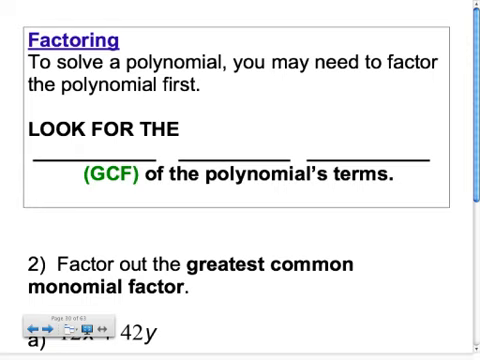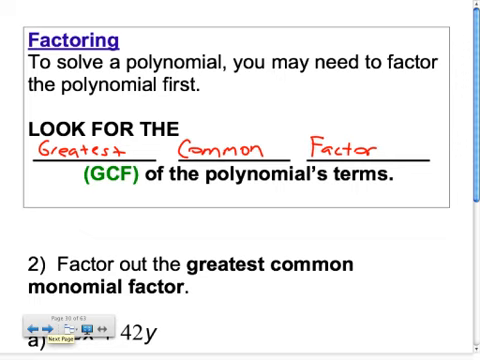We got a little bit of work to do. So what I'm going to constantly say is you have to look for the GCF, the greatest common factor. Factor out the greatest common factor first, and then try to factor everything else.